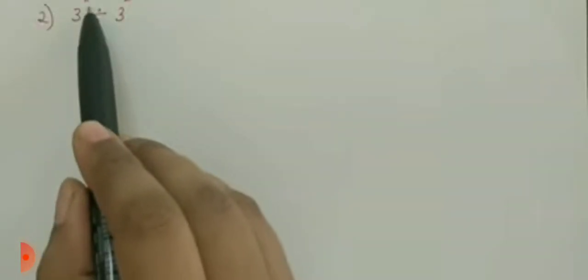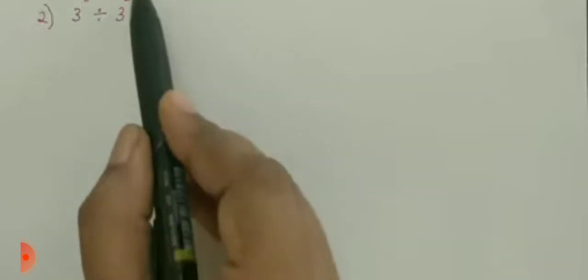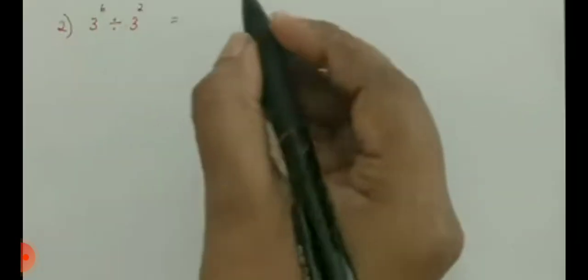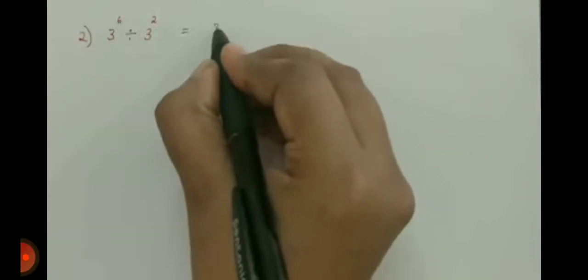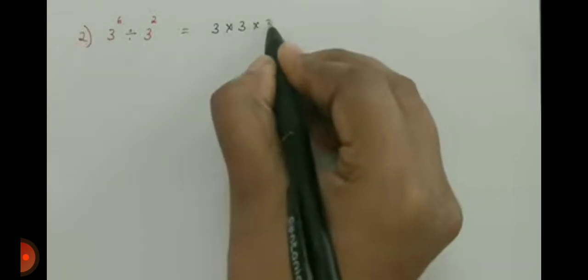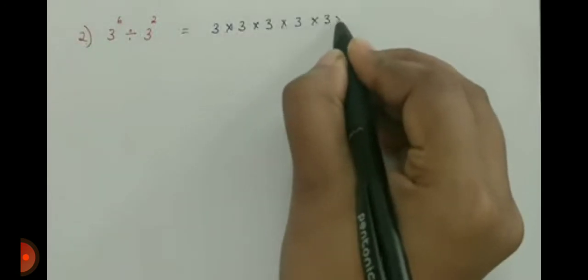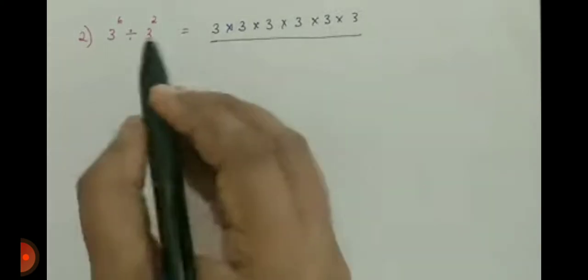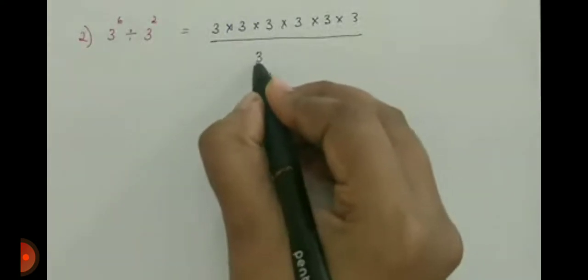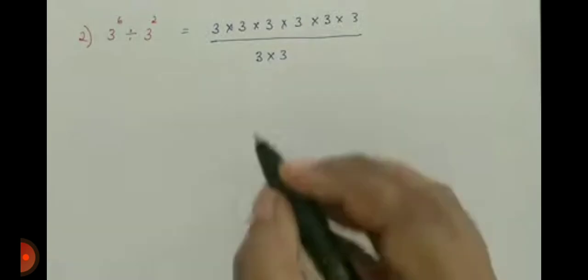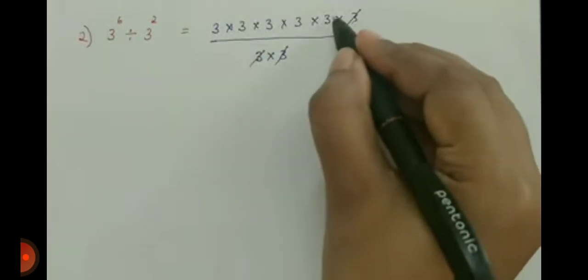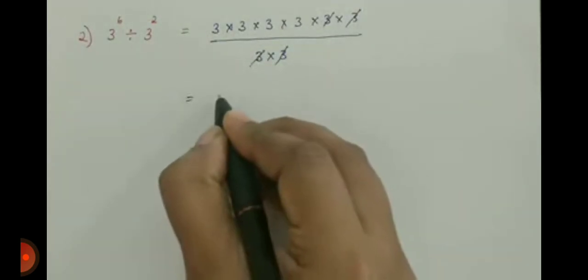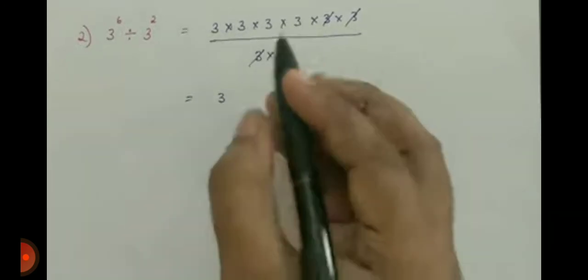Second one: 3 to the power of 6 divided by 3 to the power of 2. In expanded form, 3 to the power of 6 can be written as 3 into 3 into 3 into 3 into 3 into 3, 1, 2, 3, 4, 5, 6, divided by 3 to the power of 2, which is 3 into 3. 3, 3 cancel, 3, 3 cancel. It is equal to 3 to the power of 1, 2, 3, 4.